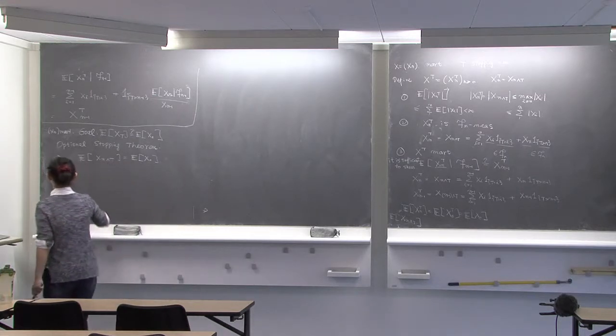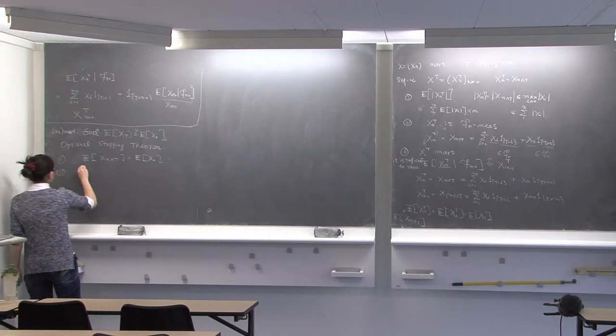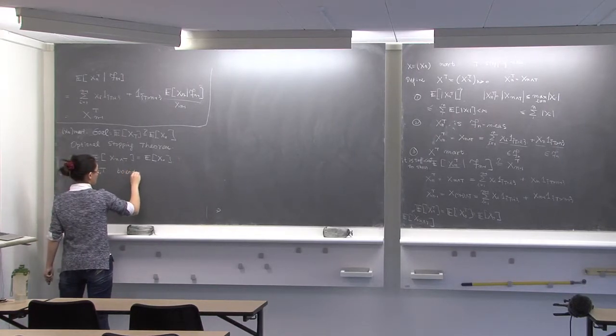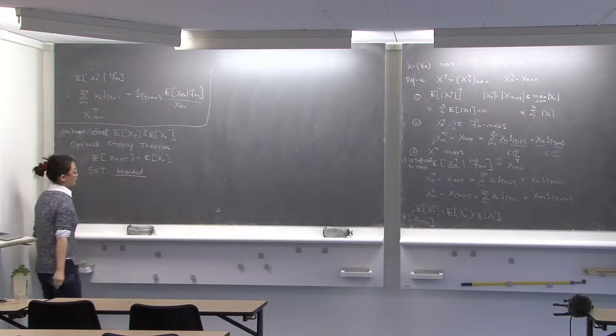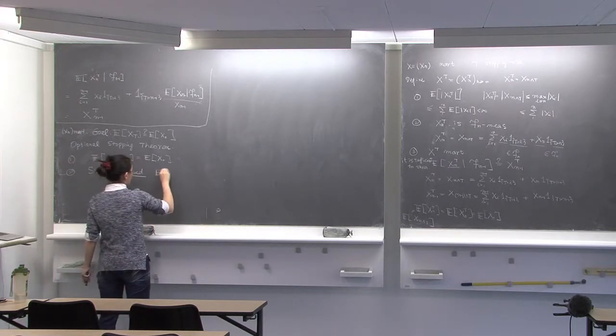The second criterion says, if we have two bounded stopping times, so this condition is important. If we have two bounded stopping times, then this relation is also true.